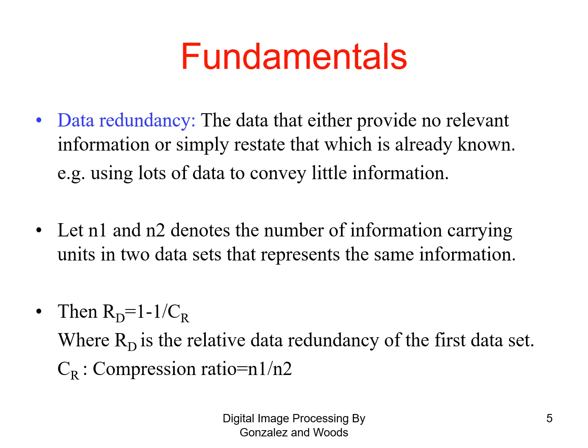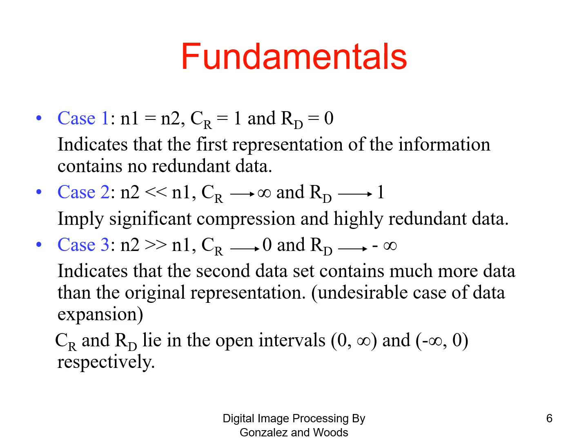So let N1 and N2 denote the number of information carrying units in two data sets that represent the same information. N1 is the number of information carrying units by you, and N2 may be by your friend. Then the redundancy is given by RD equal to 1 minus 1 upon CR, where CR is the compression ratio, and compression ratio is given by N1 upon N2.